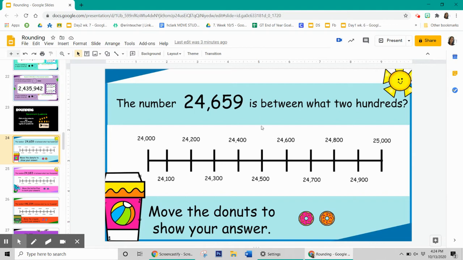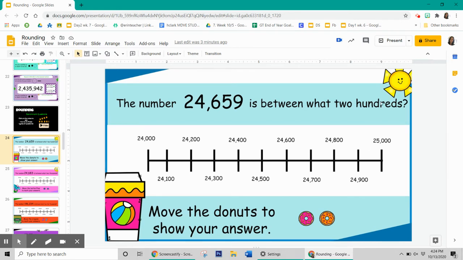So looking at this number line, right, it's between what two hundreds? And I added back in the 24,000 here, but we're really just looking at, this is a hundreds line here. We've got 0, 100, 200, 300, 400, 500, 600, 700, 800, 900, 1,000. So 24,000, 24,100, 24,200, etc. Well, this is more than 24,600, but it is not quite 24,700, meaning this number falls between 600 and 700.